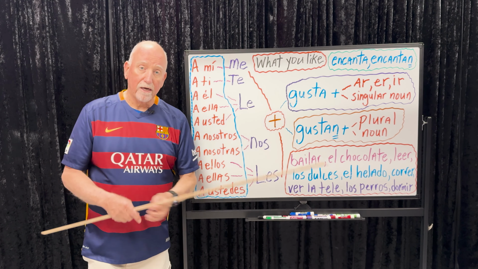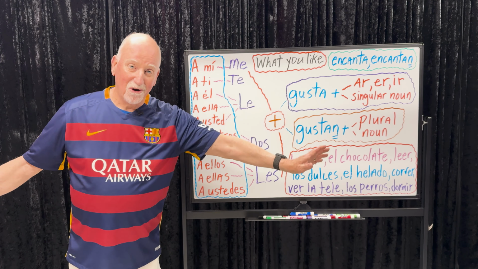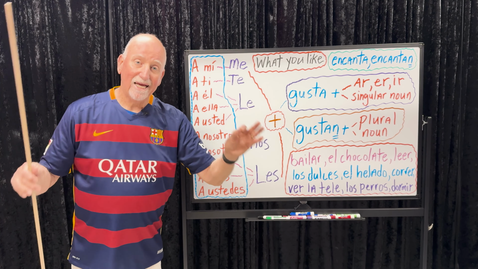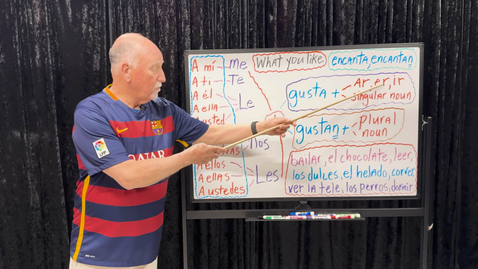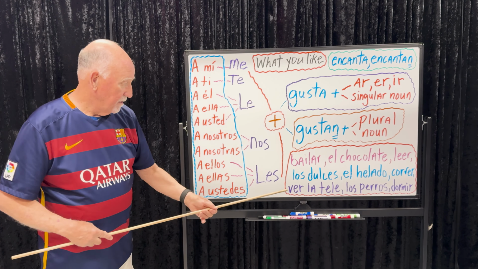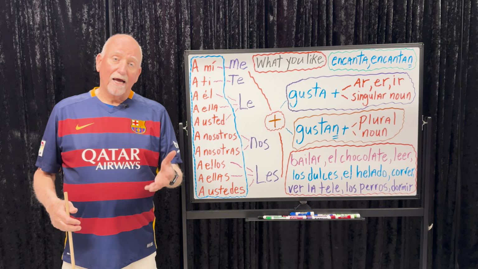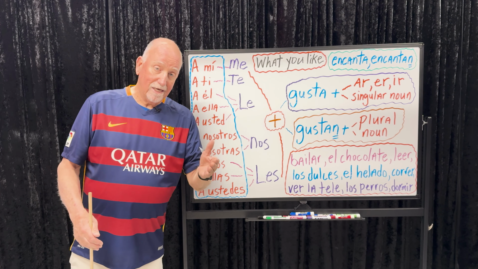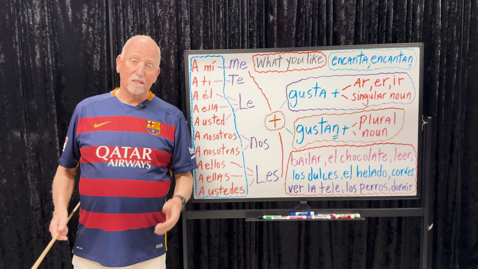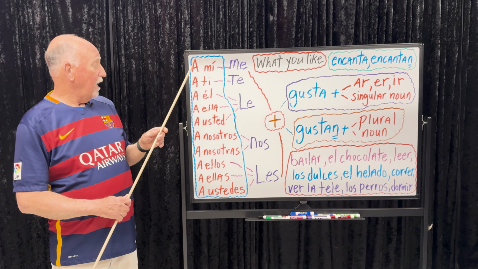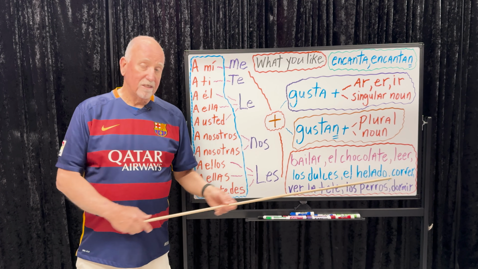Continuing, correr, to run, correr. A Pablo no le gusta correr. No, señor. A Pablo no le gusta correr. Pablo doesn't like to run. Ver la tele, to watch TV. Many people like to watch TV. A mucha gente le gusta ver la tele. Los perros, dogs. My mom loves dogs. A mi mamá le encantan los perros, and dormir is to sleep.